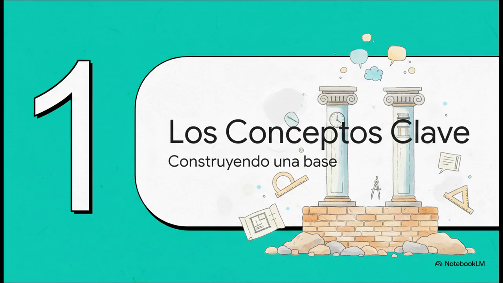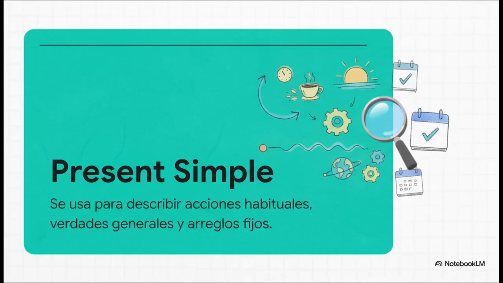In this first section, we're going to look at each tense individually to really understand what they're all about and how they're built. First up, the present simple. I want you to think of this as the routine tense. It's for things you do every day, like I drink coffee in the morning. We also use it for facts or universal truths, stuff like the earth revolves around the sun. It's the tense for things that are constant.